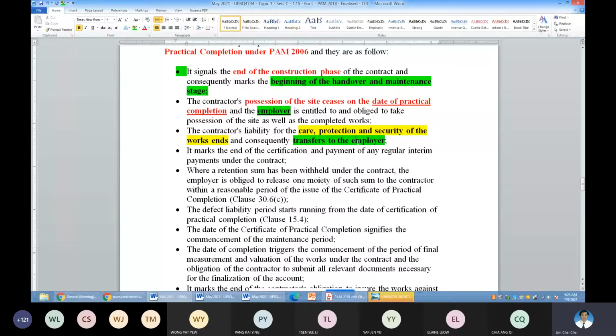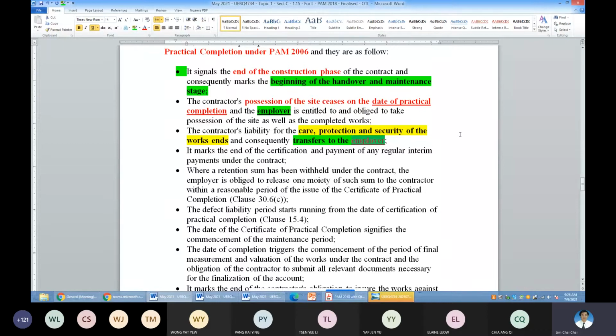See, even though the contractor has to do the remedial work, that is a separate matter. Care, protection, and security go back to the owner. So please be careful. It's not to the architect, it's to the owner. And if you are a consultant for the project, working with the architect, this is something you need to remember to inform the employer. If anything goes wrong after that date on that completed building, it is the employer's responsibility.